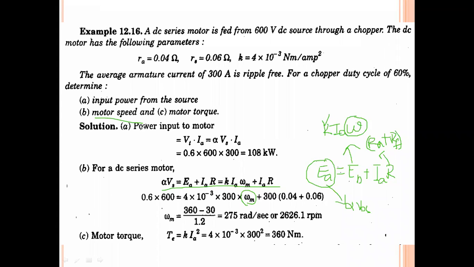The second bit is motor speed. So simplify by substituting all these values, and you will get omega as 275 radians per second, or the speed N in RPM as 2626.1 RPM.